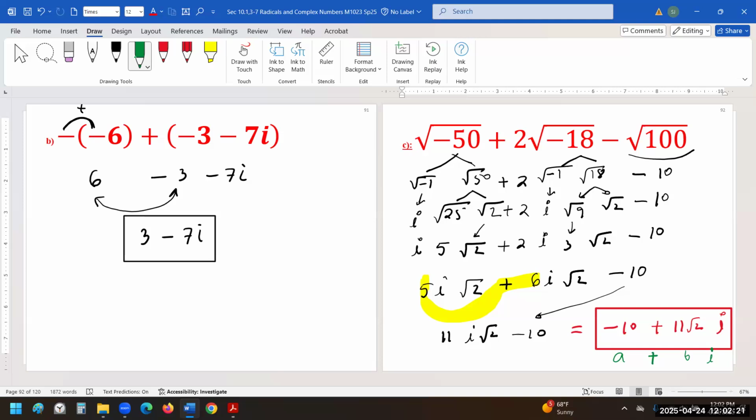And with this, we are done with addition and subtraction. Tomorrow, we are going to do multiplication and division, and reducing the power of i. Like if you have i squared, it's -1. But how about i cubed, i to the 4, i to the 7, i to the 100? What happens in that case? We're going to learn that tomorrow.